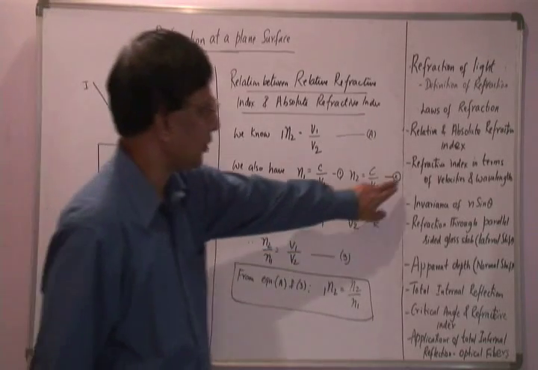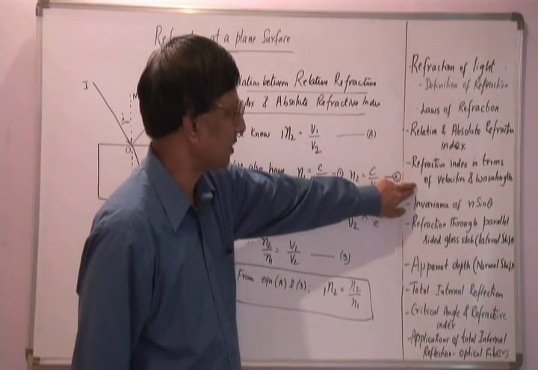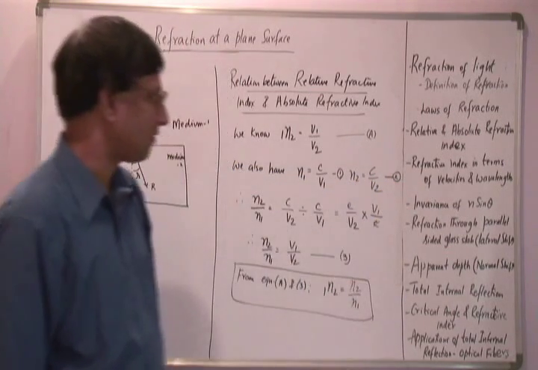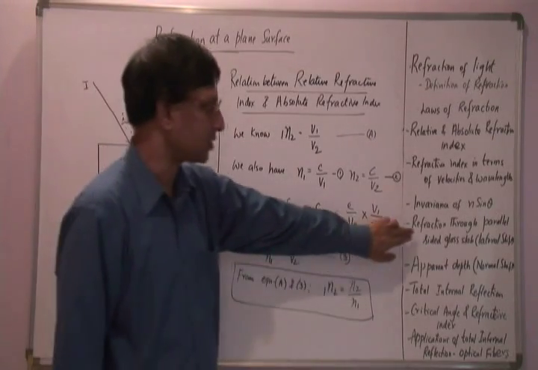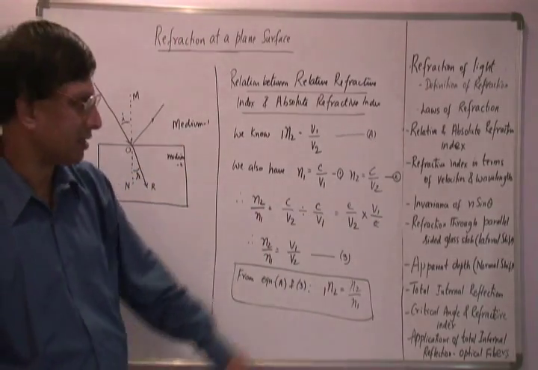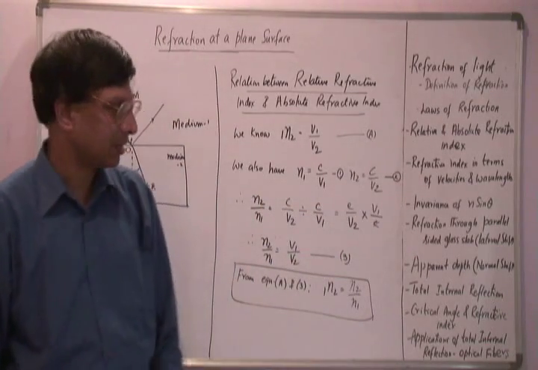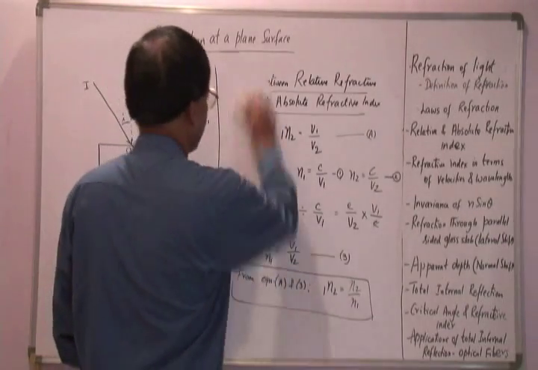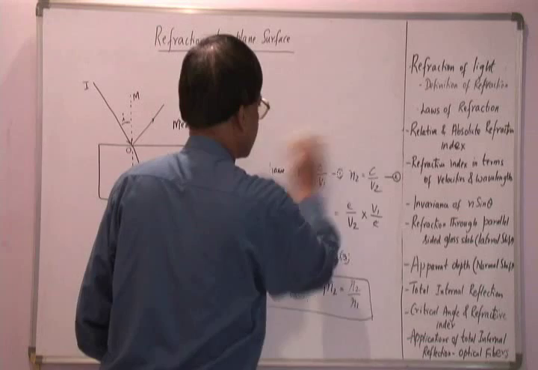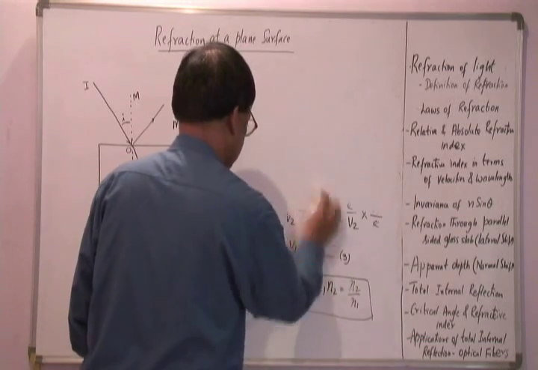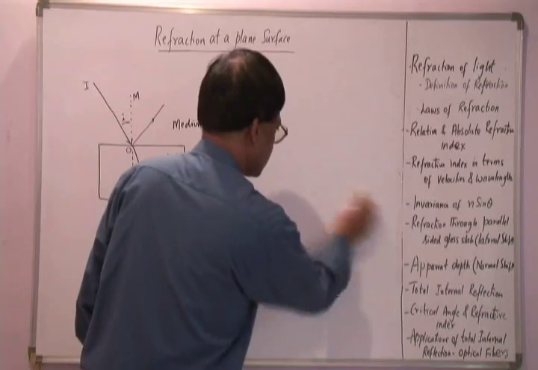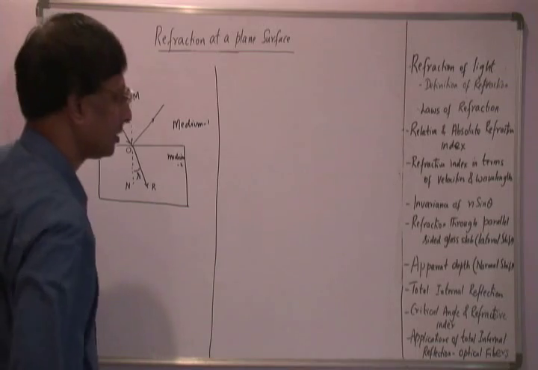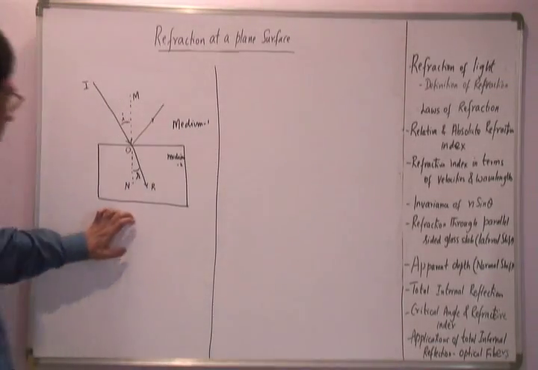So with this we are concluding the discussion on refractive index in terms of wavelength and velocity. We have covered up to this place. Now we look at the concept of invariance of sine theta, and then we will move on to the next topic, refraction through a parallel sided glass slab, which is also called lateral shift. So I will erase this portion, then we will work on the other topics. Okay, let me retain this diagram for the time being.